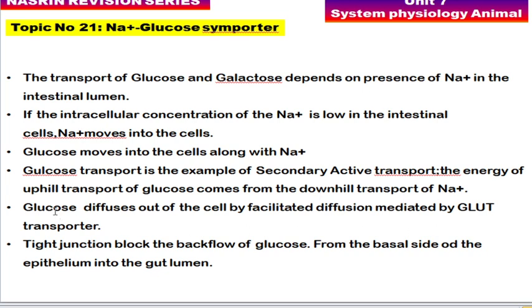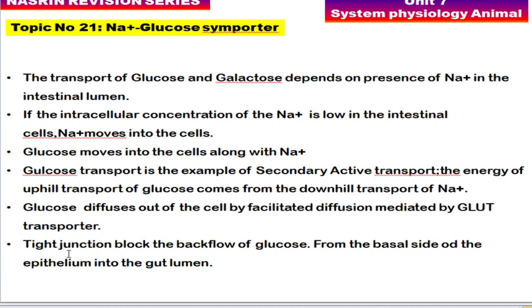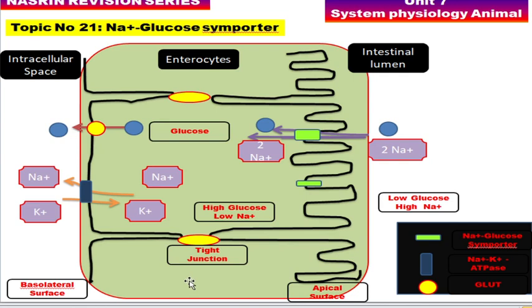Next, glucose diffuses out of the cell by facilitated diffusion through a transporter protein called the GLUT transporter protein. The tight junctions will block the backflow of glucose. This is an important concept that you should know. This is how the sodium glucose symporter works. Glucose is not able to be transported into the cell by itself; it needs the help of the Na+ ion. That's why it uses the sodium glucose symporter. After this mechanism, glucose is transported by facilitated diffusion.